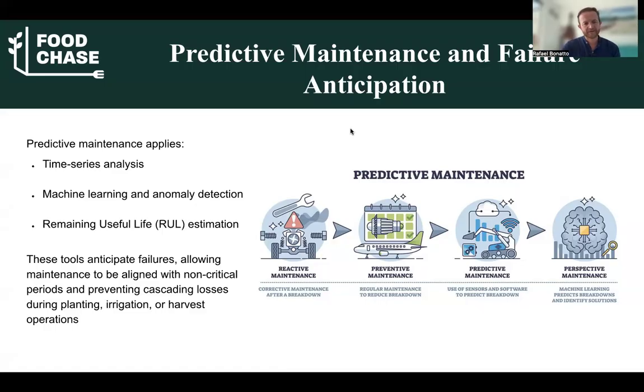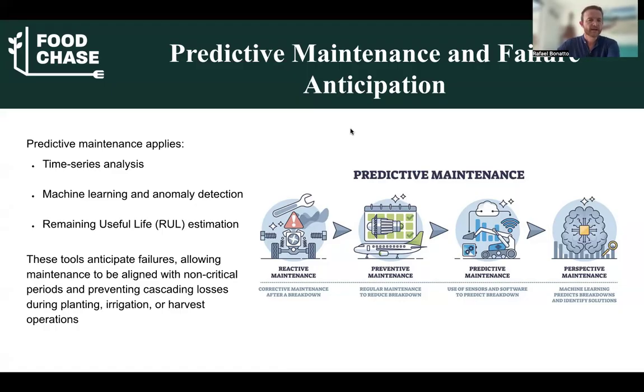Remaining useful life, RUL, estimation: how much life I have to use such equipment, and should I substitute any part of this equipment to stretch the lifespan of such machinery. This helps you a lot.